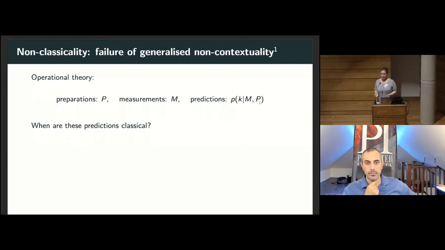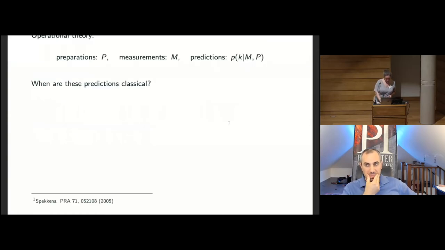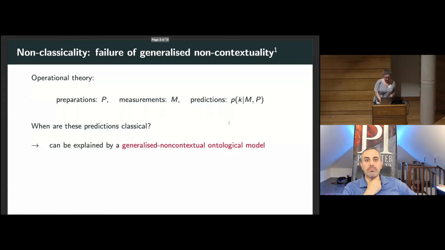The question is, if we're in the lab, we have these two different ingredients of our operational theory and we observe these predictions, when are these predictions classical, or when can we say that they are compatible with a classical explanation of the underlying experiment? We say that something is classical if it can be explained by a generalized non-contextual ontological model. There are loads of words there, so let me try to flesh it out a bit.